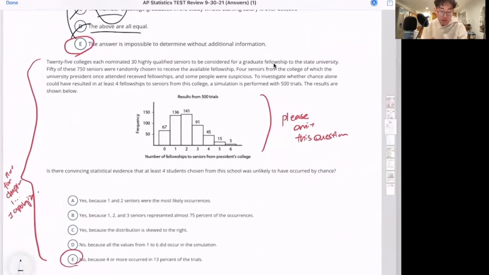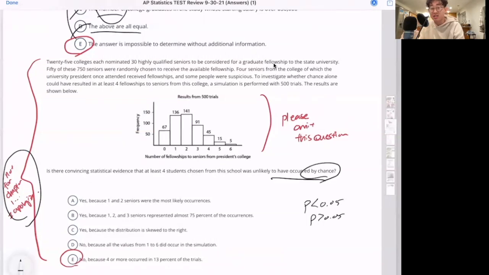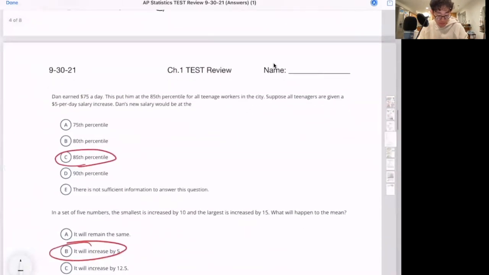By the way, we're not actually doing this question because this is not for this chapter. There's something called a p-test value, p less than 0.05 or p greater than 0.05, to determine whether the statement is unlikely to have occurred by chance. There are a couple of determining factors. There's the thing I call the magic number 5% rule. Because 4 or more occurred in 13% of the trials, that's higher than 5%. That's why it's going to be a no. Of course, I didn't teach you this, and this is not part of the exam, so please omit this. You don't have to worry about this question.